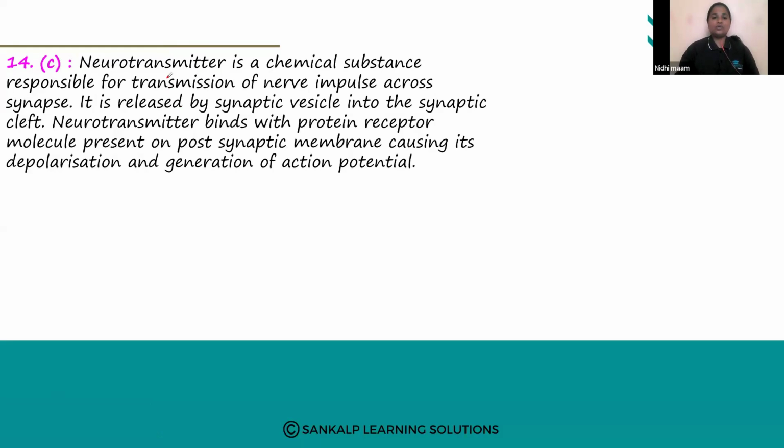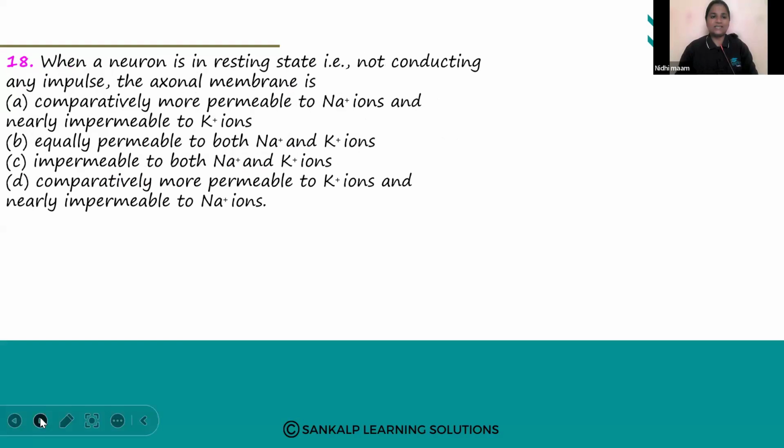What do you mean by neurotransmitter? It is a chemical substance which is used for transmission of the nerve impulse, right? It is released by a synaptic vesicle. What is synapse? The meeting or the junction. The point where two neurons meet is called the synapse, right? The neurotransmitter binds with the protein receptor molecule present on the postsynaptic membrane, causing its depolarization and generation of action potential. So option C is the right answer.